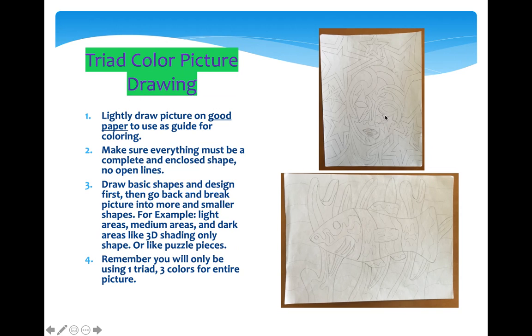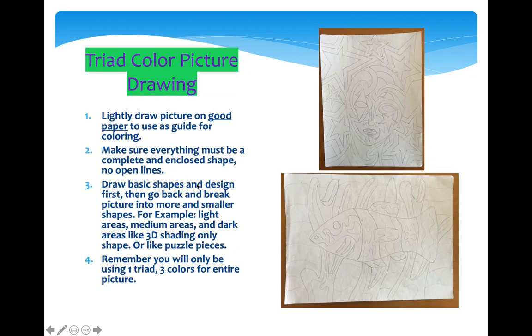Because some of these dark areas, and you remember the inside of my stars were yellow-green, some of my shapes on the fish were yellow. The crayons that are lighter, it will be yellow, yellow-orange, orange, yellow-green, and green are the lightest colors. The pencil marks will show through, and you don't want that, so you want to make sure you draw lightly. Make sure everything is a complete and enclosed shape, no open lines.